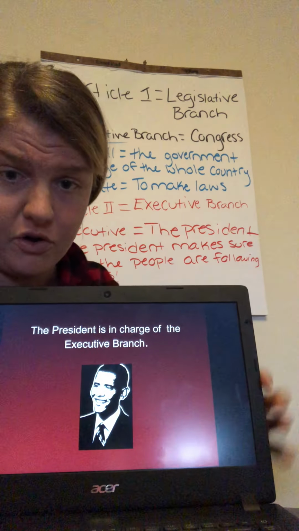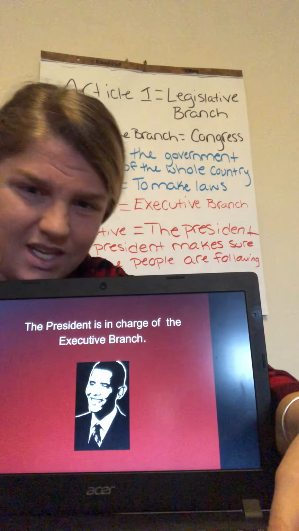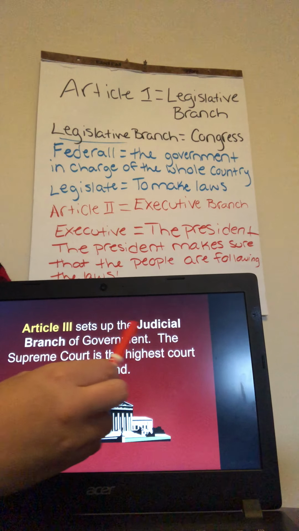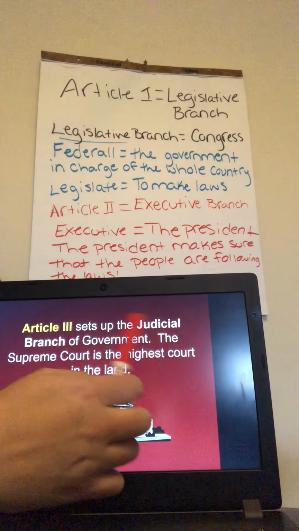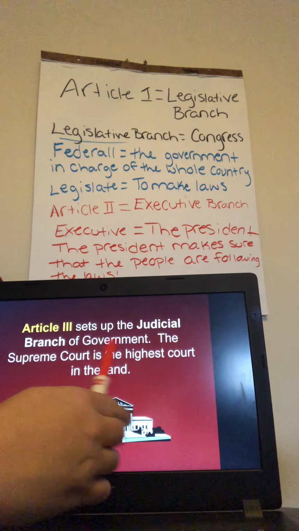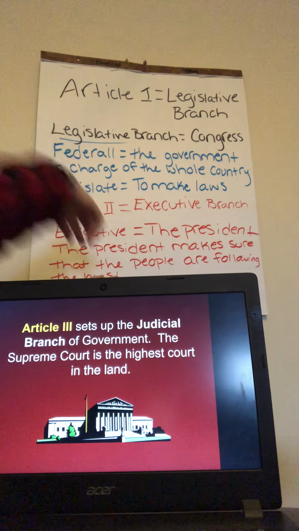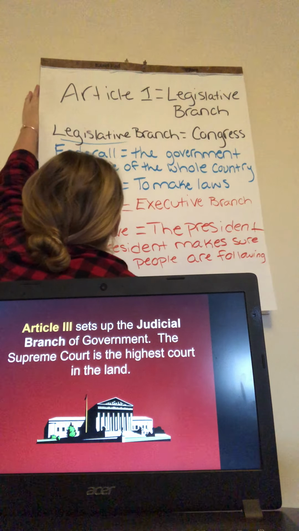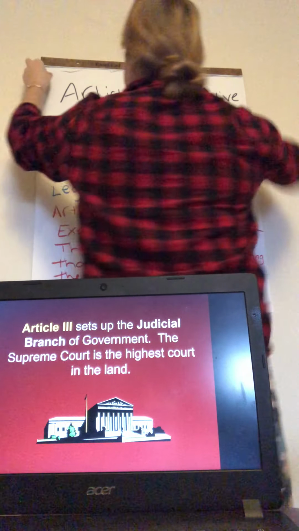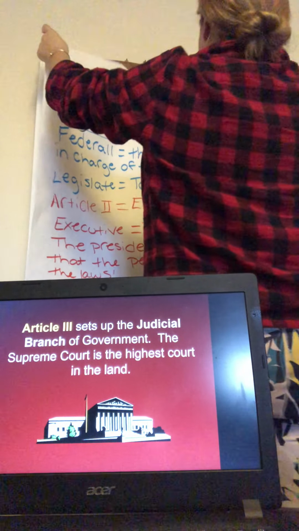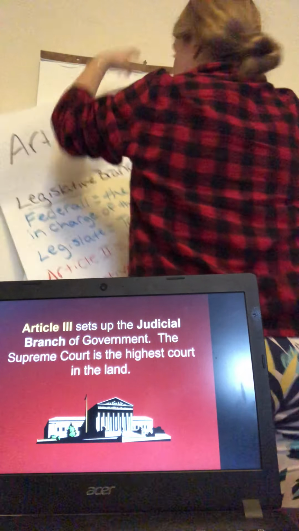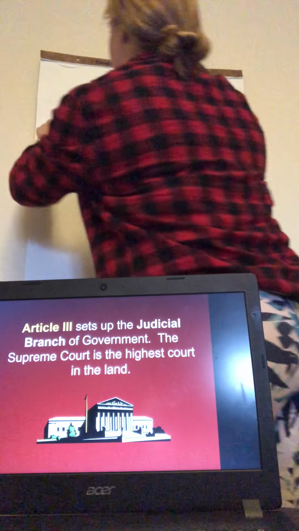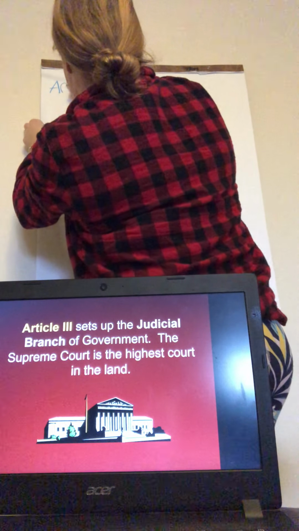And then the third group, which is Article 3, sets up the judicial branch of government. The Supreme Court is the highest court in the land. All right, so the judicial branch, Article 3.